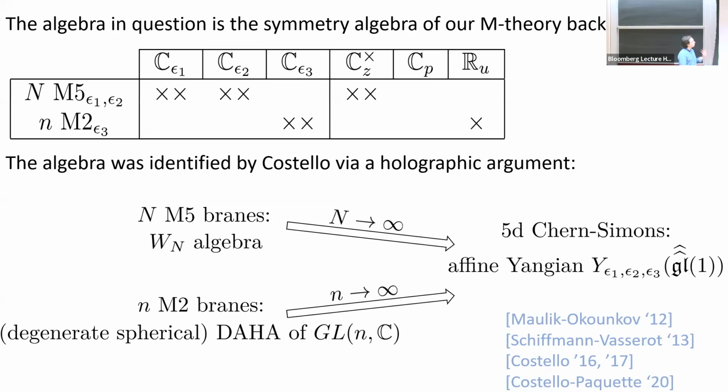So the algebra, the symmetry algebra of this twisted M theory, was identified by Costello via a holographic argument. Here is what he calls twisted holography, because what is the gravity theory? In his story, M theory is 5D Chern-Simons, this non-commutative Chern-Simons. So that's the gravity side.